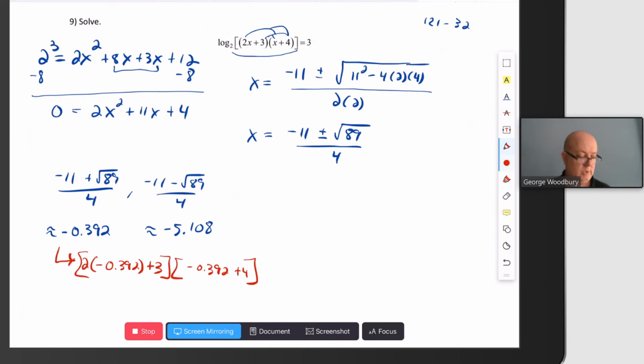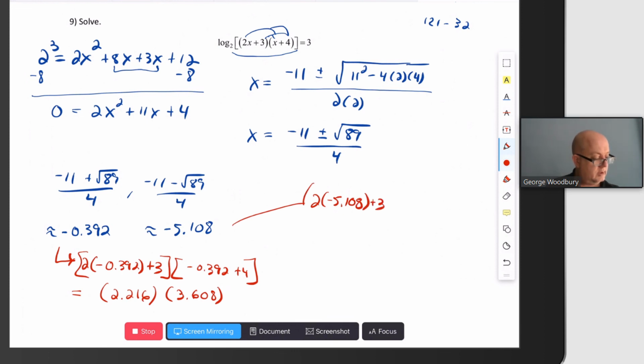The first number is 2.216, if I've done that right. 2 times that is negative 0.784. 3 minus 0.784 is 2.216. Yeah. And on the other side, negative 0.392 plus 4, that is 3.608. Multiplying a positive number by a positive number is good, and that answer should be close to 8 when we multiply them.